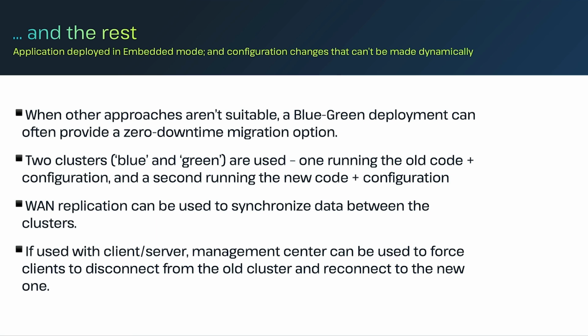With blue-green deployments, you set up a new cluster running the new software version. WAN replication can be used to coordinate or transfer data between the old and the new clusters, keeping them in sync during the transition. Blue-green deployments are also useful for making configuration changes that can't be applied dynamically, such as changing the partition count on a cluster or switching to a different serialization method.